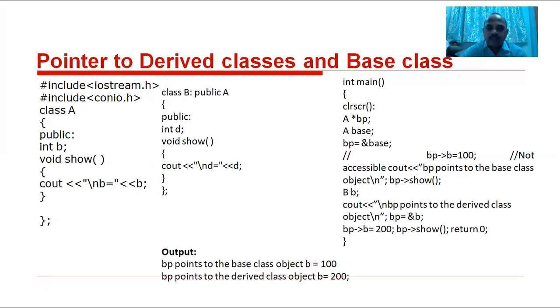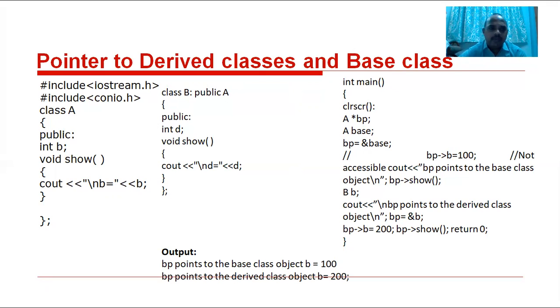For example, X is a base class. Y is a derived class. The pointer pointing to X can also point to Y. Clear? Then your base and derived classes. A pointer variable pointing to base and derived class. Clear, all of you? So in this example, all of you.